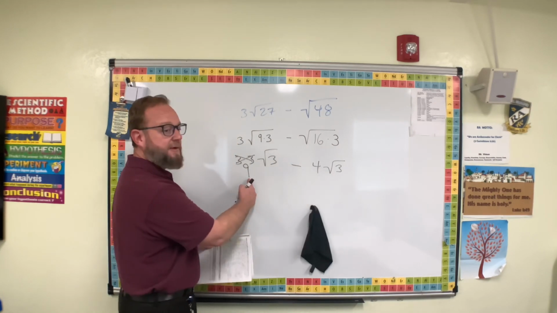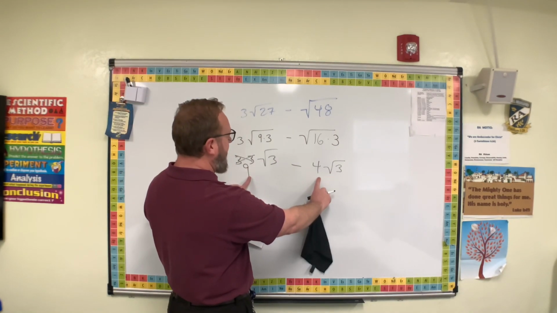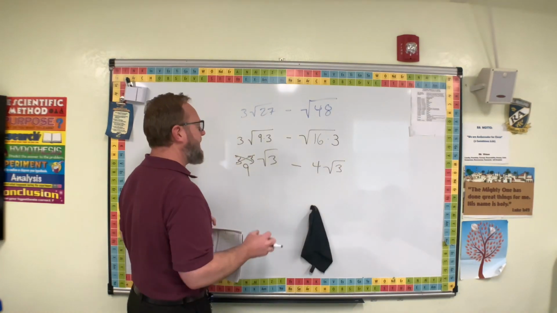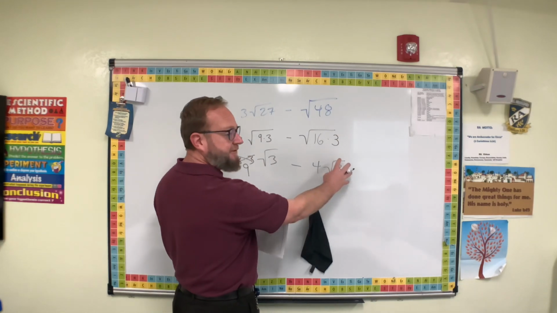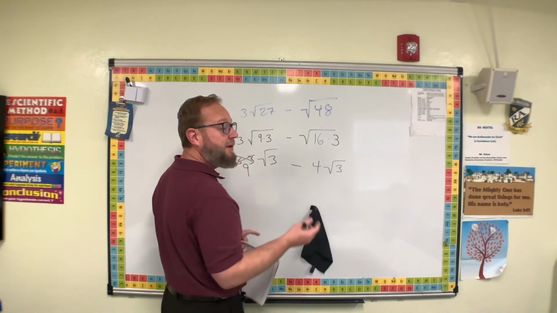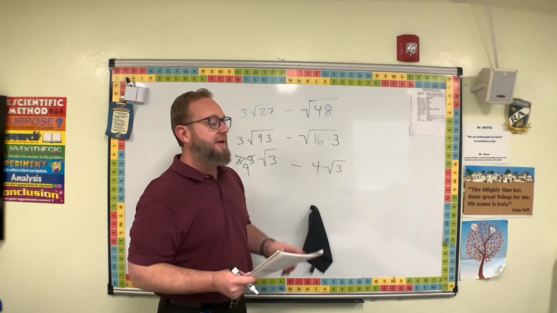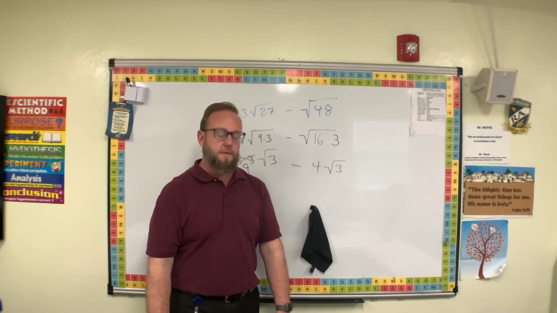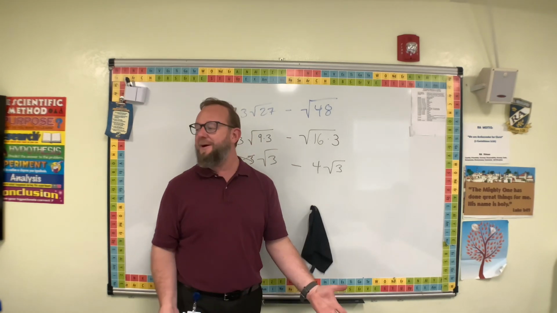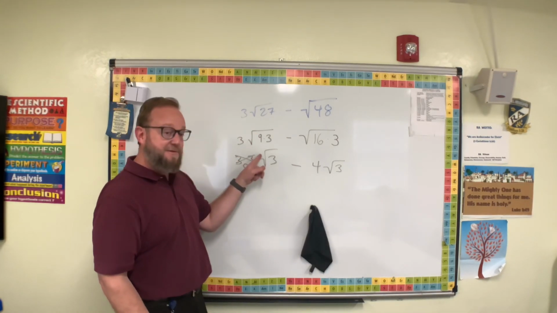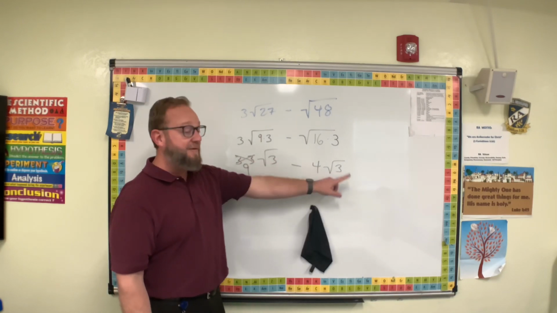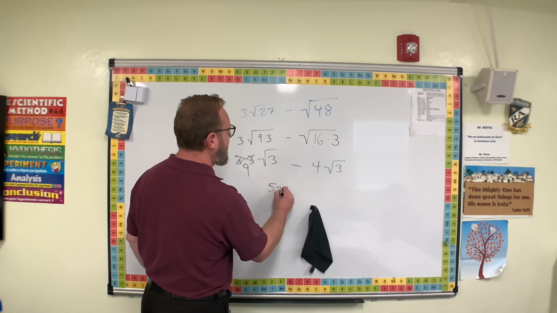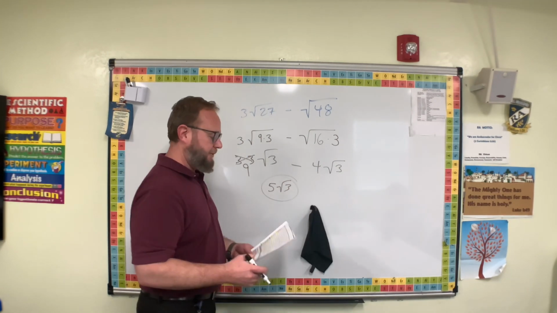So really what I'm doing here is subtracting the 9 and the 4 as if these are like a variable. That's a good way to think about it. If that was an x or a y and this was the same variable, I can combine them. Because remember, we just learned that rule earlier. If the root and the radicand are the same, we can combine them. In this case, they are the same, so they can be combined. So 9 minus 4 gives me 5 square root of 3, and we're going to be done.